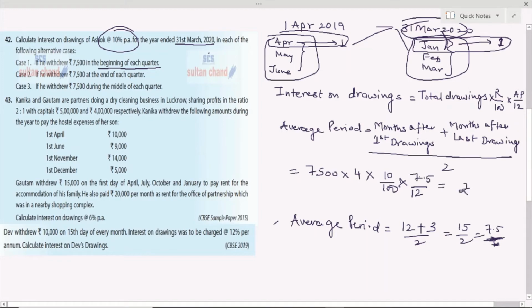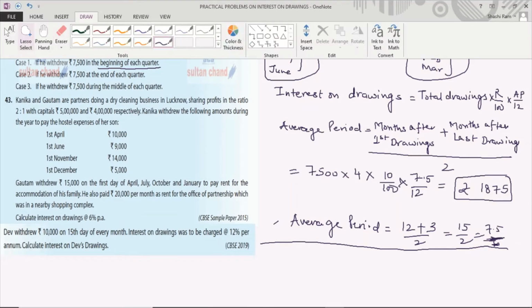My final answer will be 1,875. This is my final answer, where I've calculated the interest on drawings: each quarter 7,500 multiplied by the number of drawings, which are 4 in a year, multiplied by rate by 100, multiplied by average period. This is something you have to understand, and we can calculate it directly this way. Coming to the next question, in the same way we are going to calculate all this. Basically, the only difference will be this particular one, see, I'll tell you here.